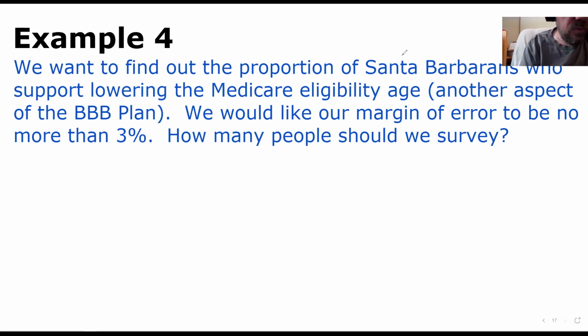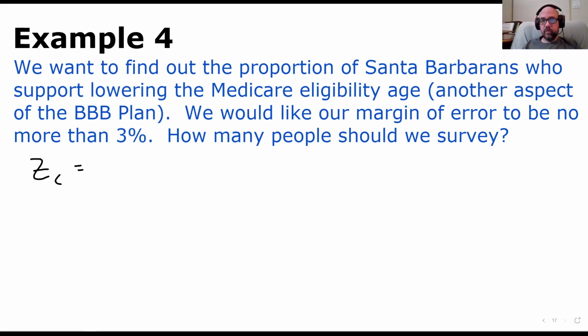So I have to know Z sub C for 95%. This is the Z critical value: how many standard deviations, or how many standard errors, we have to go on either side of the mean to capture 95% of the data. And I don't know if you remember this from a previous video, but here it is.